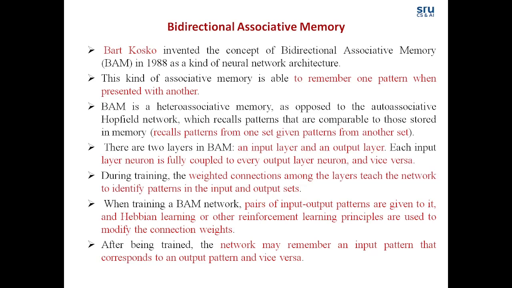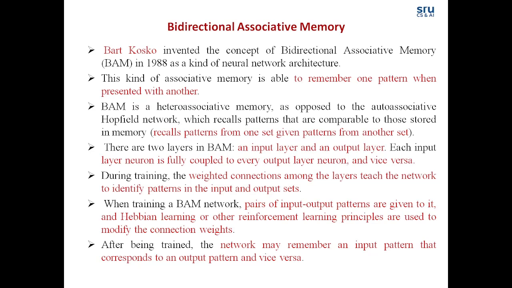It is a heteroassociative memory as opposed to auto-associative memory, which recalls patterns that are comparable to those stored in memory. It recalls a pattern from one set, given a pattern from another set. There are two layers in bidirectional associative memory, input and output layers. Every input layer neuron is fully coupled to every output layer neuron and vice versa. During the training process, the weights connected among the layers teach the network to identify patterns in the input and output sets.